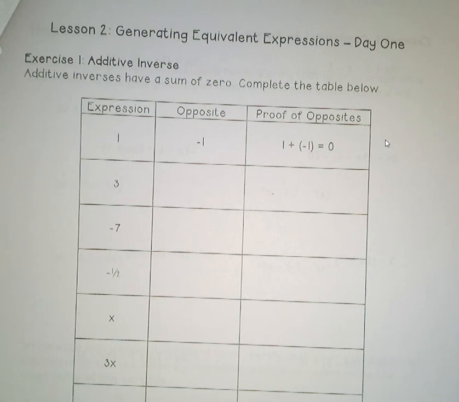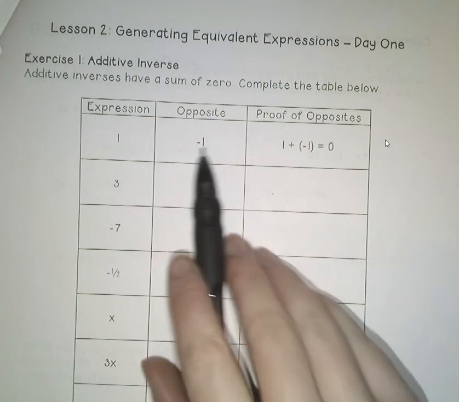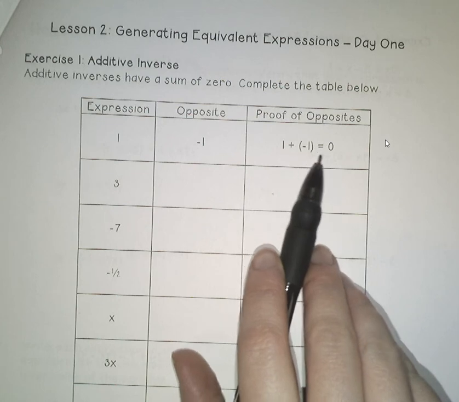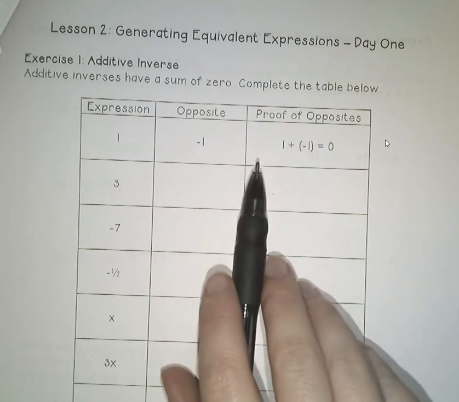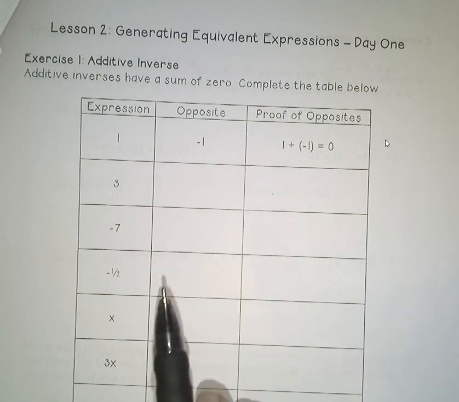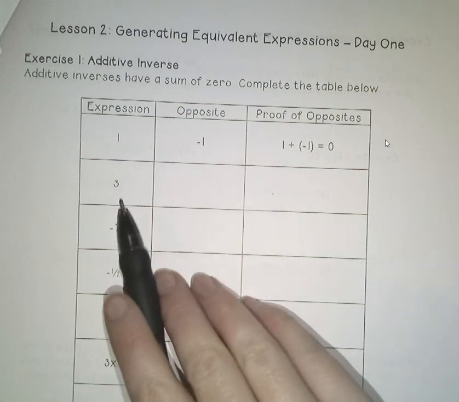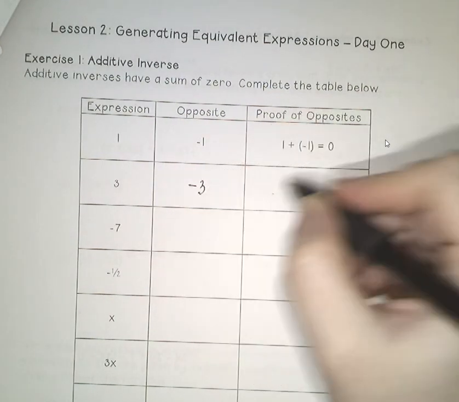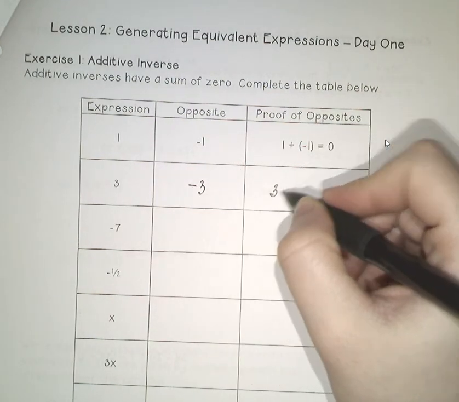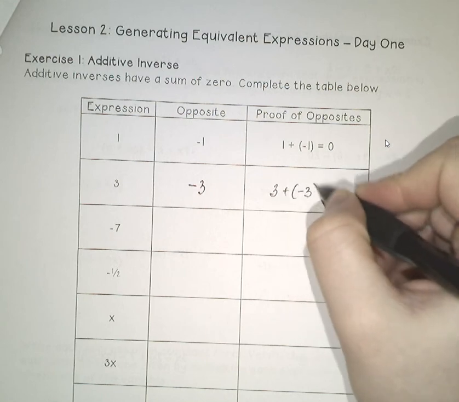Additive inverse have a sum of 0. So when we add 1 and -1 together, it's going to be a 0. Those are additive inverse from module 2. We already know them. Let's look at 3. What is the opposite of 3? -3. And what happens when I add them together? 3 plus -3 equals 0.